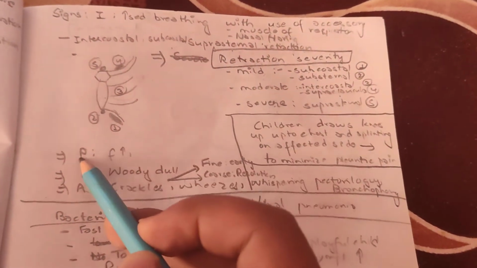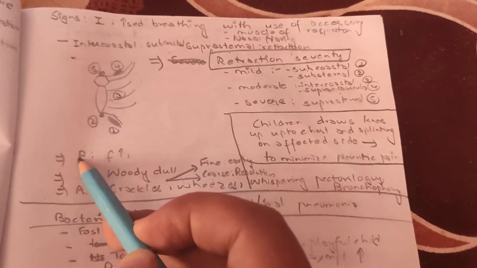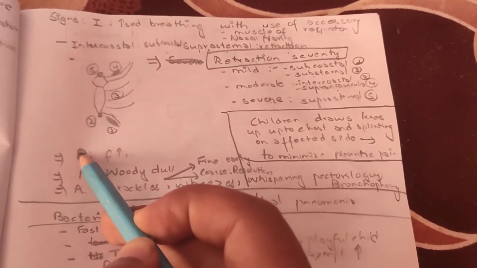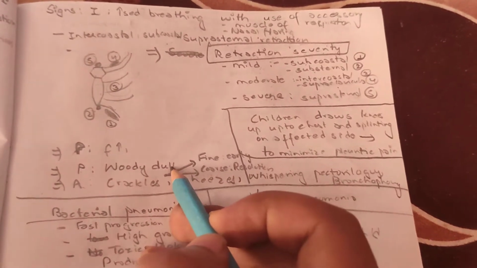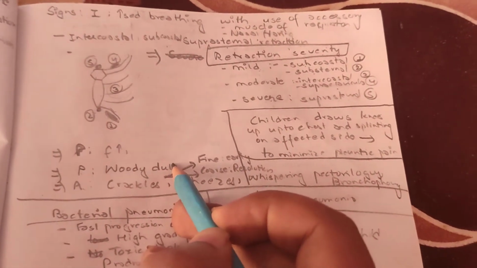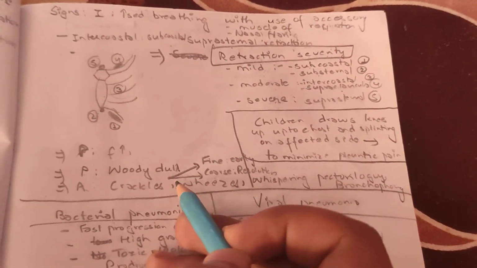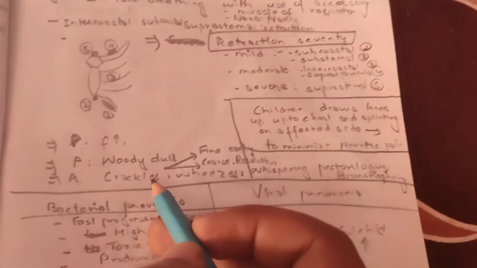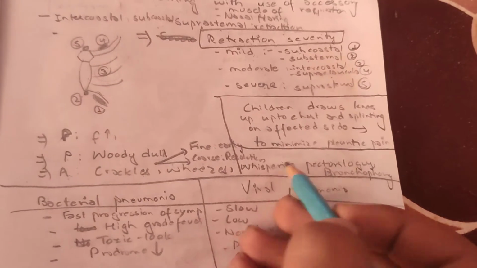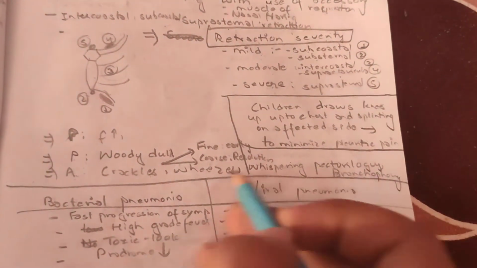After inspection, palpation. In palpation, vocal fremitus is increased due to consolidation of the lungs. Percussion: woody dull on percussion if there is a complication like consolidation or pleural effusion. Now, in auscultation, crackles, wheeze, whispering pectoriloquy, and bronchophony can be heard.